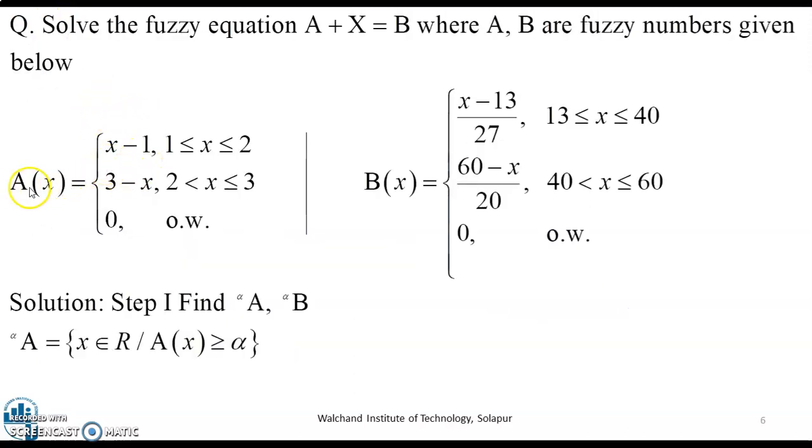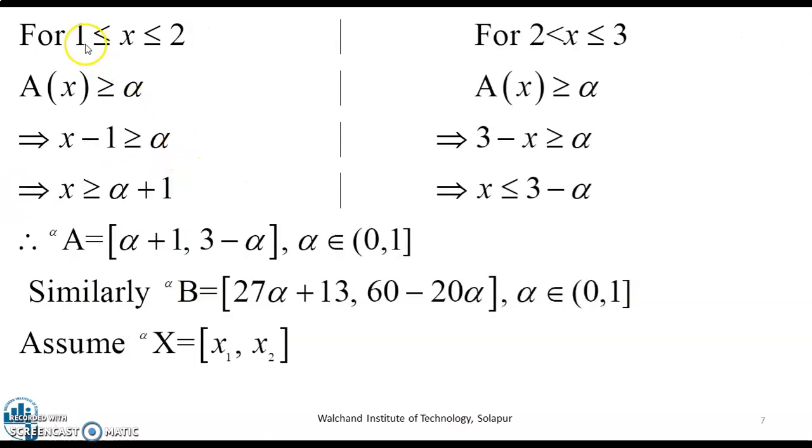Now, in the alpha cut for fuzzy number A, the first range is from 1 to 2. Now, in this range, let us consider the restriction A of x greater than or equal to alpha. In this range, A of x is defined like x minus 1 and this greater than or equal to alpha as it is. Writing the restriction for x, we get x greater than or equal to alpha plus 1. And the next range of fuzzy number A is 2 less than x less than or equal to 3.